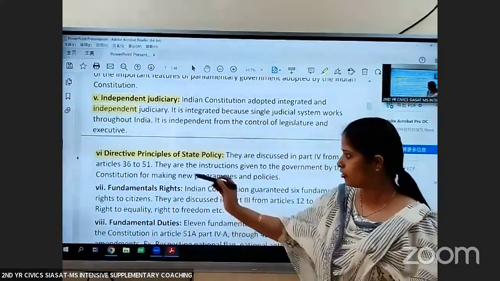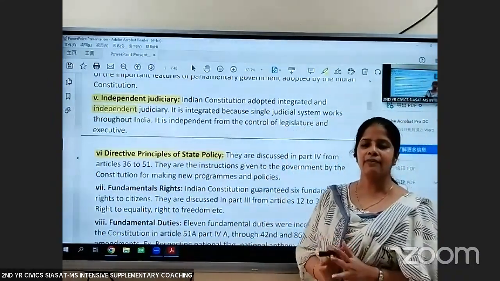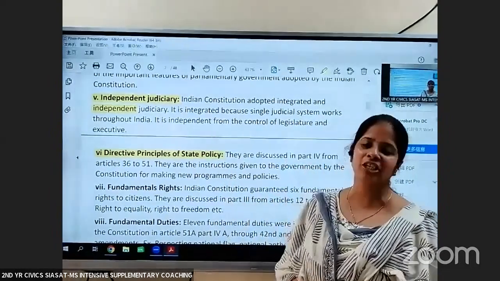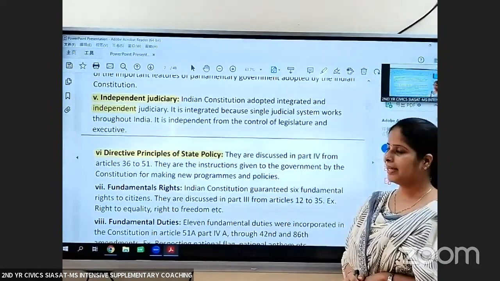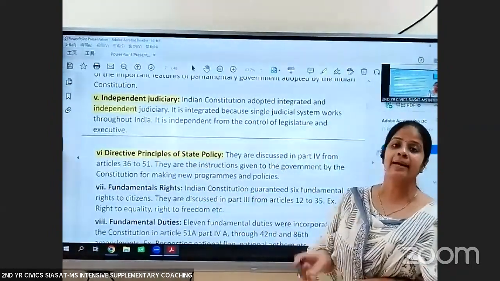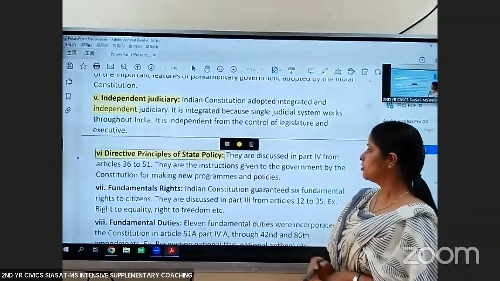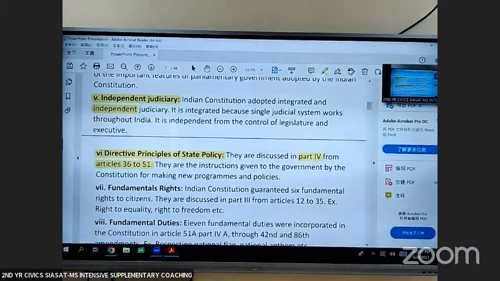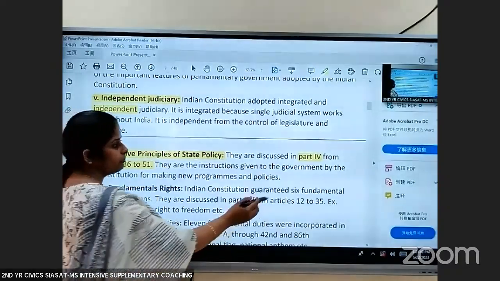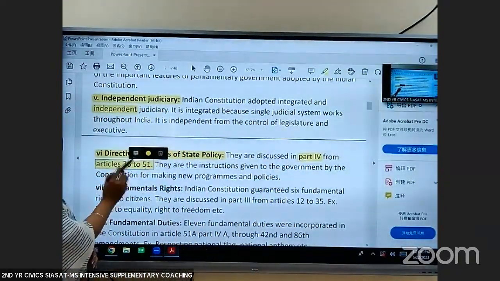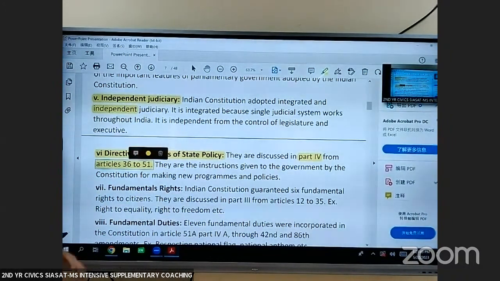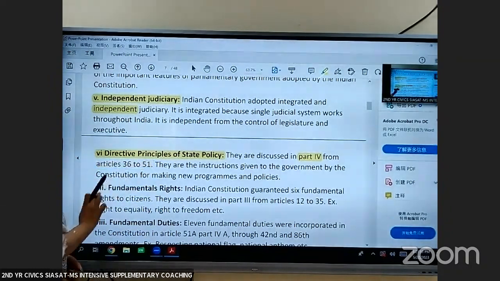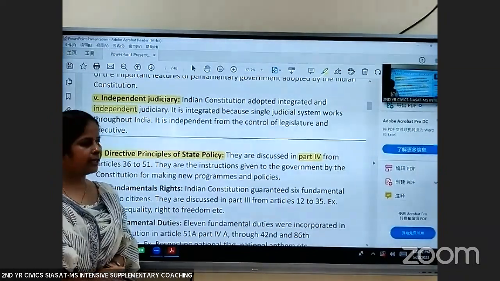Now, what do you mean by directive principles of state policy? See, the main function of the government is to make policies for the welfare of the people. So directive principles are nothing but the instructions given to the government for making the policies. These directive principles are discussed in part 4 of the Constitution from Articles 36 to 51. I told you our Constitution is divided into 12 parts. So part 4 of our Constitution from Article 36 to 51 deals with the directive principles of state policy. Okay, I told you it is the instructions given to the government by the Constitution for making the policies and programs for the welfare of the people.